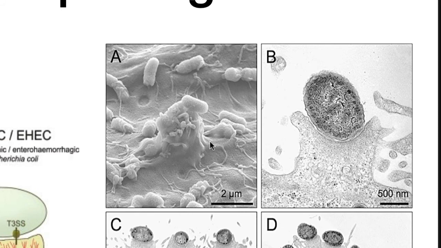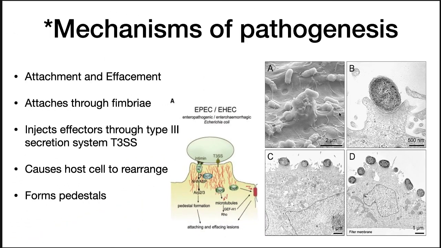Over here in A, you can see E. coli sitting on top of one of these pedestals in an intestinal mucosa. Here is a slice, a transmission electron micrograph showing E. coli sitting on one of these pedestals. And these pedestals bind it very tightly, so it's very difficult for the immune system to get rid of this organism once it's in the small intestines.